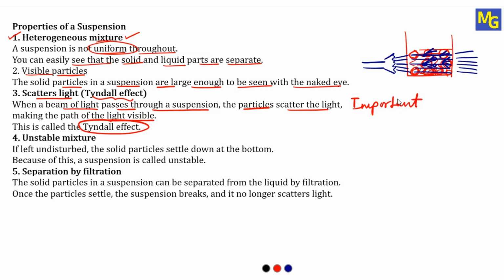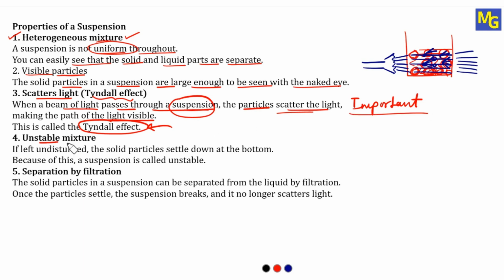When a beam of light passes through a suspension, or you can say a solution. Whenever you want to write the definition for Tyndall effect, then no need to specify the word suspension. You can use just the word solution. So when a beam of light passes through a solution, the particles scatter the light, making the path of light visible, and this is called as Tyndall effect. So remember, one mark important question.